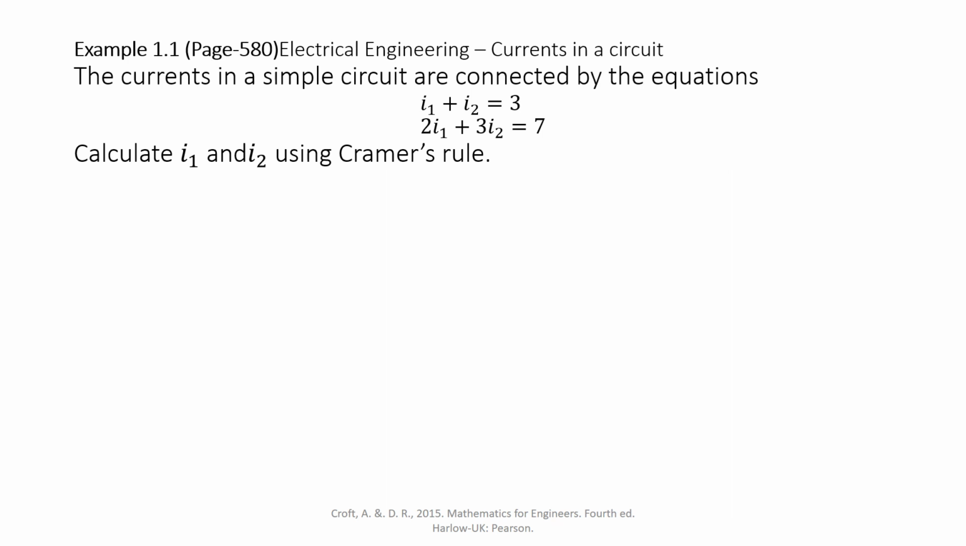Okay, there is an example regarding electrical engineers, which is dealing with the currents in a circuit. We have two equations in I1 and I2, and the engineer has modeled these two equations, and we are going to solve for I1 and I2 using Cramer's rule.